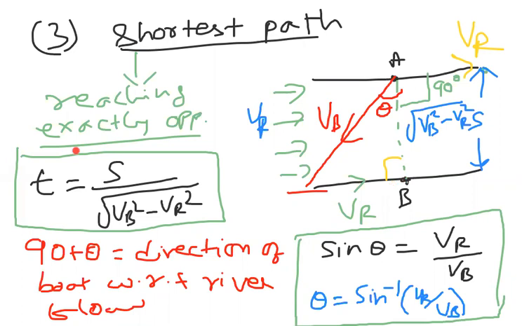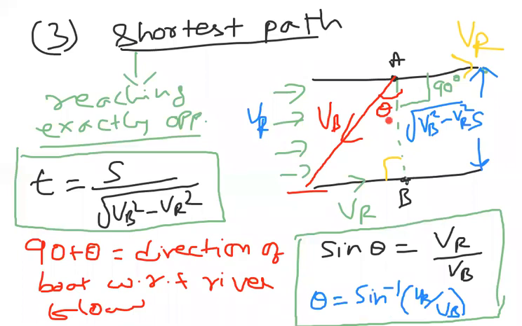So here the speed is VB, and from Pythagoras theorem, the resultant is square root of VB square minus VR square. So time is equal to width by square root of VB square minus VR square. And here theta is there, this is one triangle I can find. How VR and VB are connected: sin theta is opposite by hypotenuse, VR by VB. Theta is sin inverse VR by VB.